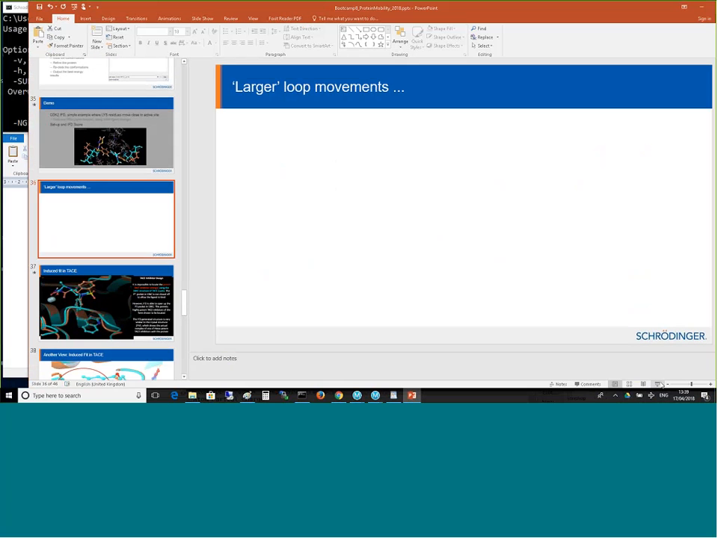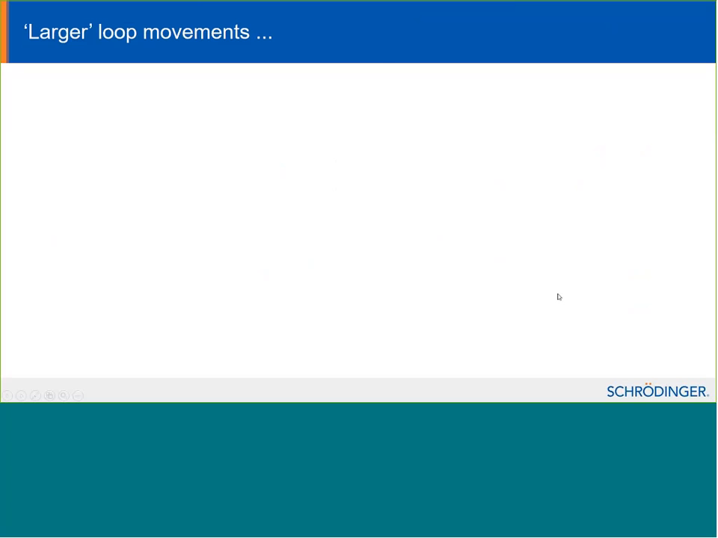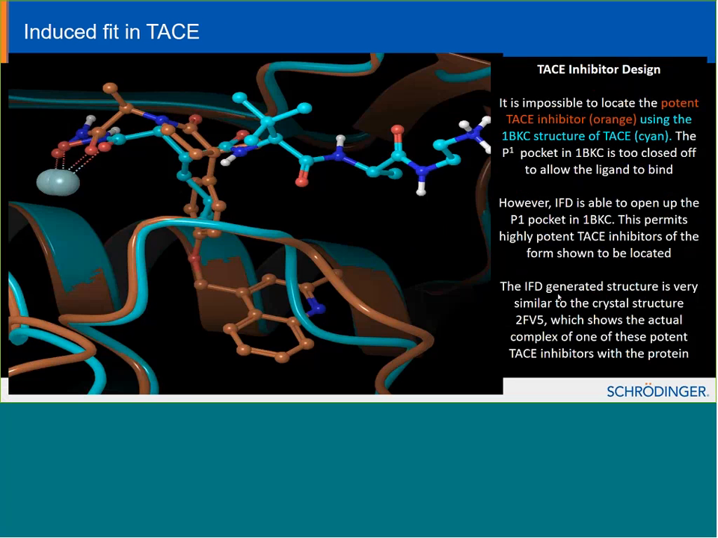So now let's consider slightly larger loop movements as we draw to the end of this talk. This is an example of where we have a crystal structure of TACE in cyan. It's making a hydroxamic interaction to an ion here in this part of the molecule, and it's sort of traversed over the top of that active site here in the blue color. We have a very potent inhibitor of TACE sitting in orange here, and you can see that actually it sits in almost completely different pocket.